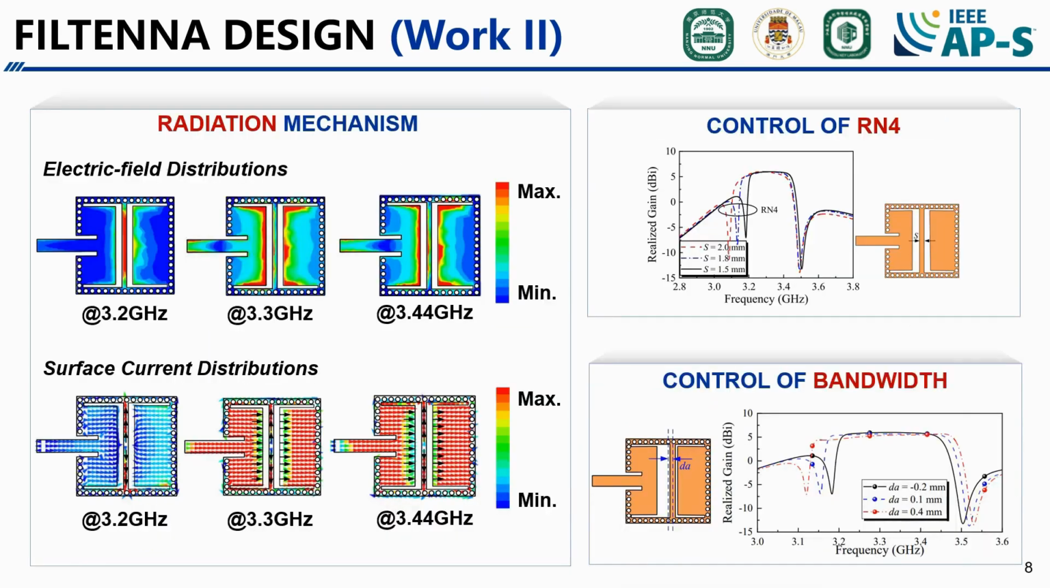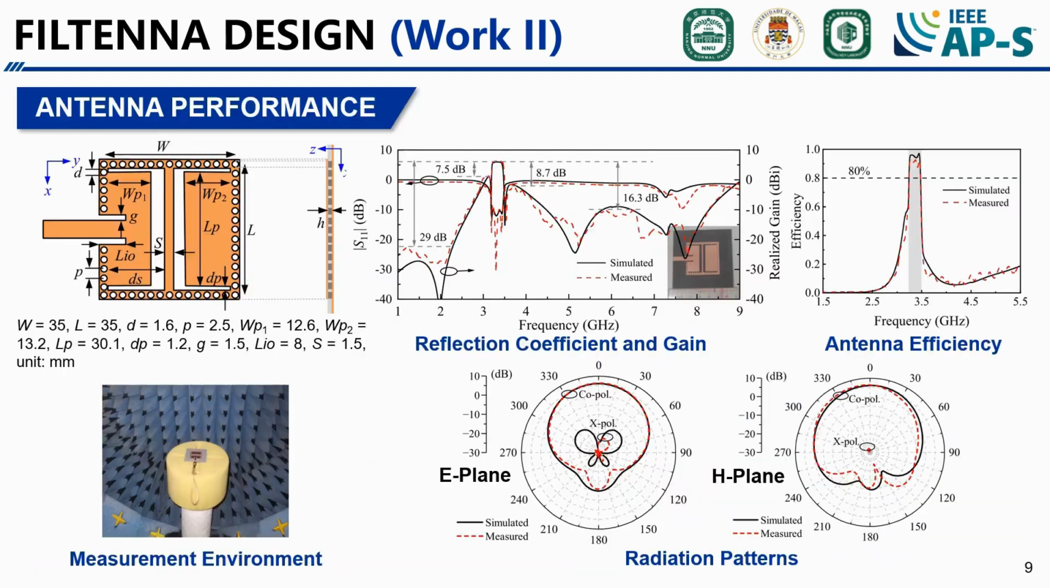Work 2 still relies on two half-mode patches for radiation, while the half-wavelength resonator provides in-band resonance. RN4 can be adjusted by changing the width of the resonator, and the bandwidth can be modified by changing its position. Next, we demonstrate the performance of work 2, which shows a wide stop band and higher frequency selectivity.